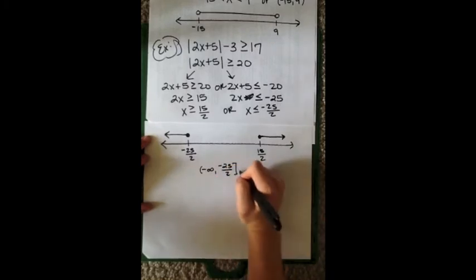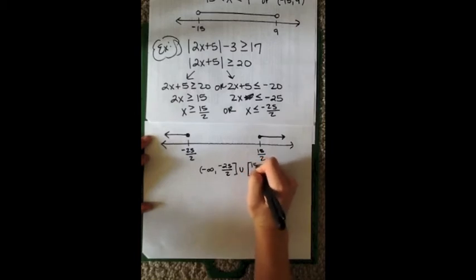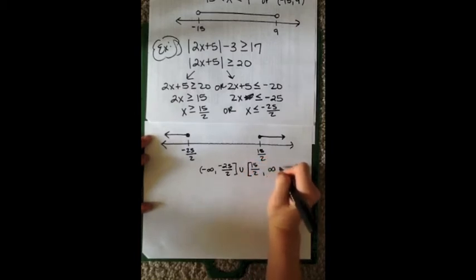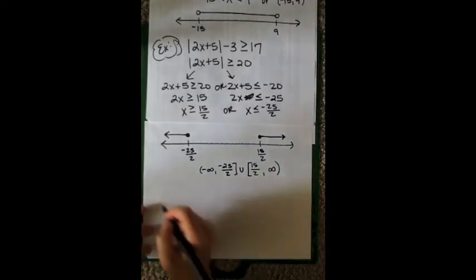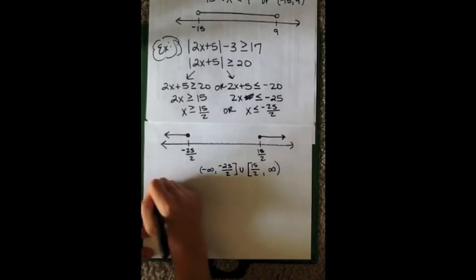This time it's with a bracket because it is included. And those are your two possible intervals for the solution for that absolute value inequality. And we have one more. This one's a little bit of a special case.